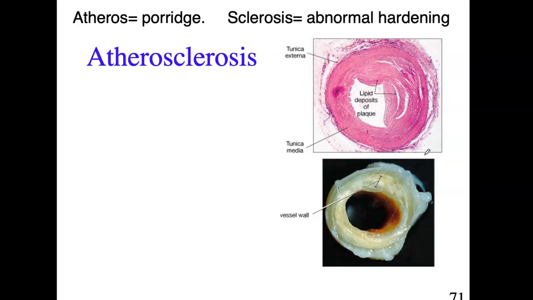I'm going to stop here, and we will continue in the next lecture with atherosclerosis. So this is our place to stop for this mini lecture.